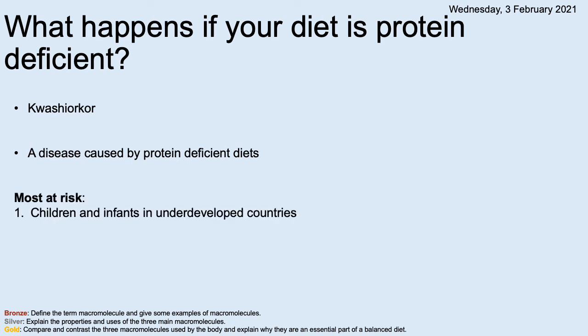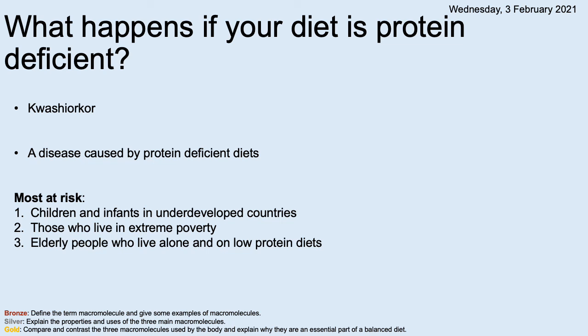Those most at risk are, there's 3 different groups: children and infants in underdeveloped countries, those who live in extreme poverty, and elderly people who live alone and on low protein diets. So that is the theme: low protein diets. Kwashiorkor, if you wanted to look it up, I wouldn't advise it though, it's not a very nice disease. It causes bloating in the stomach, so it looks like a child isn't malnourished, but they are, because essentially what it does is it breaks down your own protein, so you're digesting yourself, which is really sad.